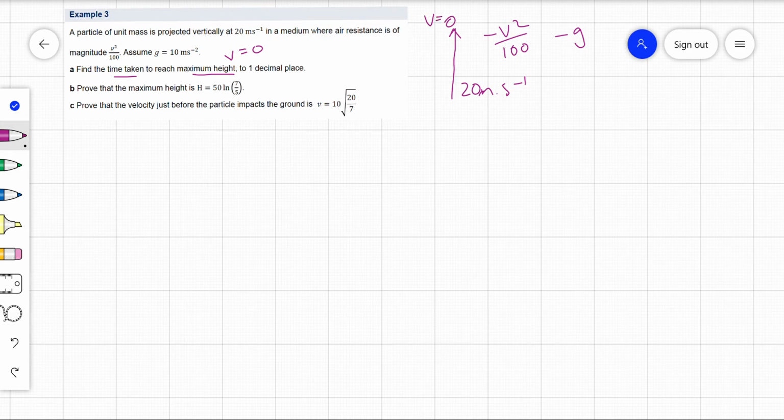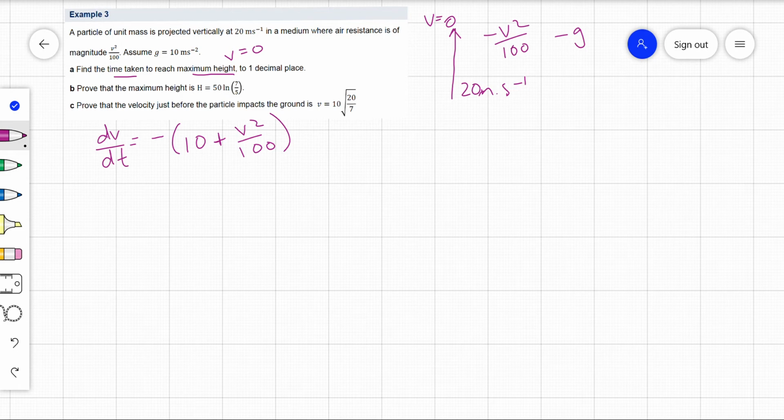Alright, so it does say time taken, so straight away when I find my equation of motion, I'm going to go straight with dv dt, which is acceleration. So I've got both things going down. I've got gravity, which is 10, and I've also got v squared on 100. Again, this is unit mass, so I didn't have to get confused about whether mass should be with it or not, because I'm dividing by 1 anyway.